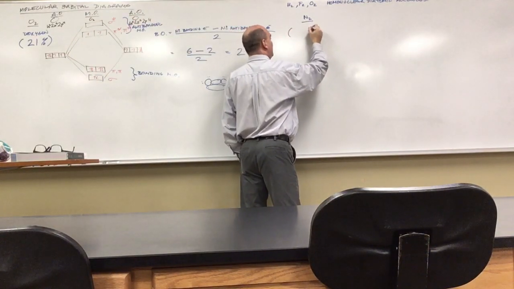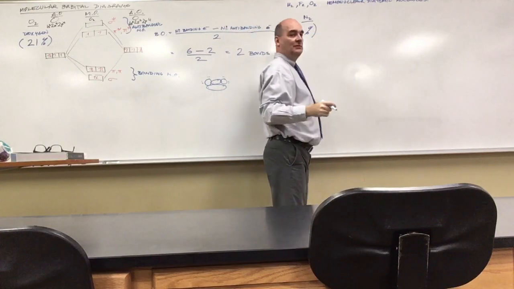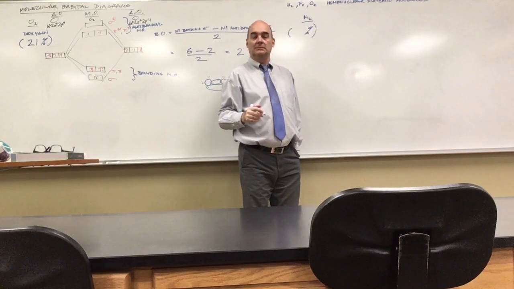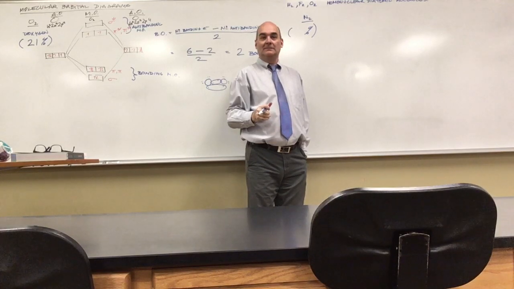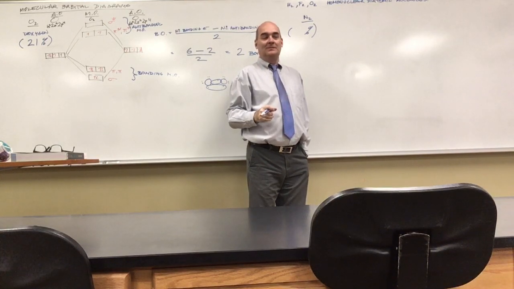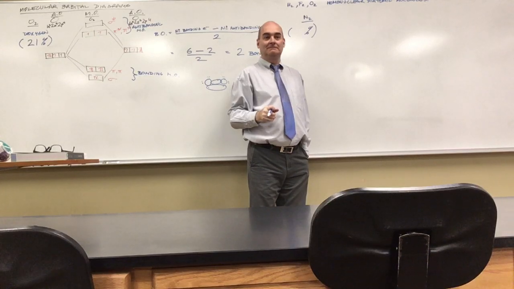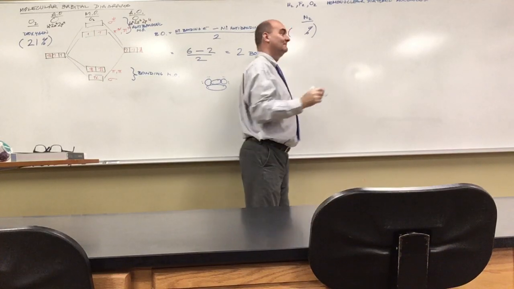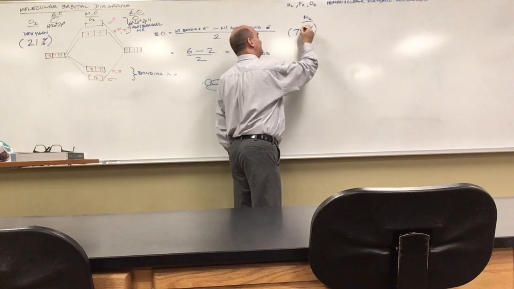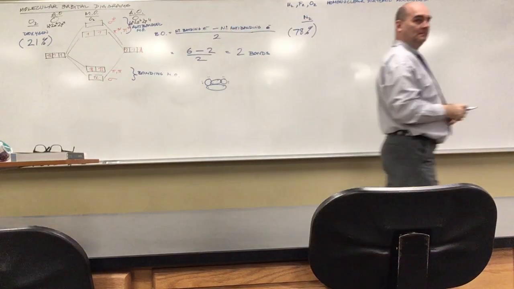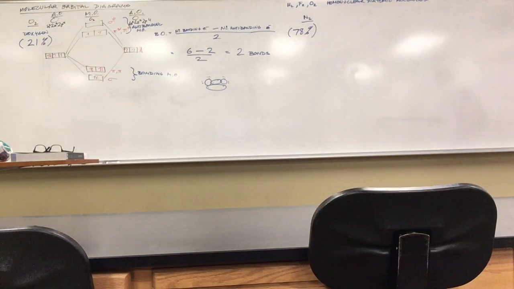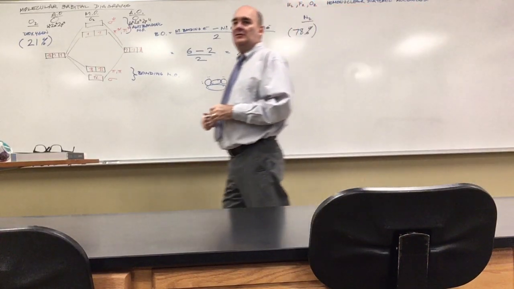What percent of the Earth's atmosphere is nitrogen? Add 21 to 78, what do you come up with? 99. These two gases are 99% of the Earth's atmosphere.